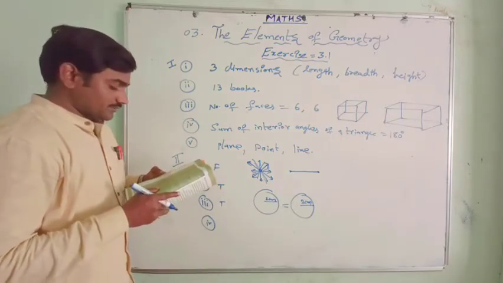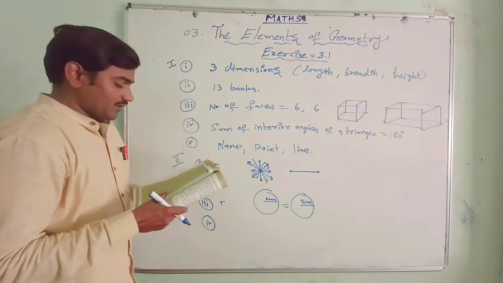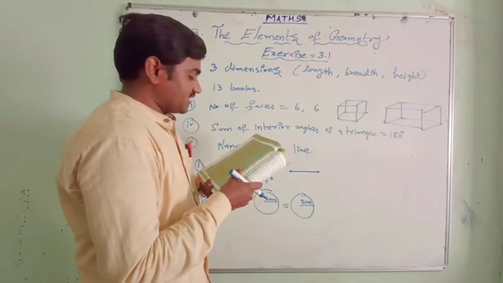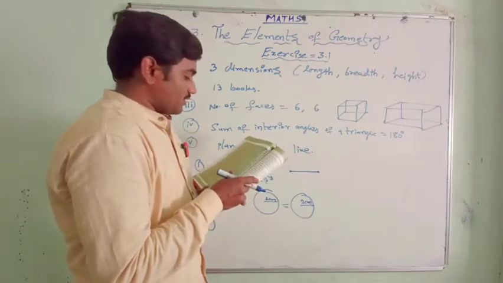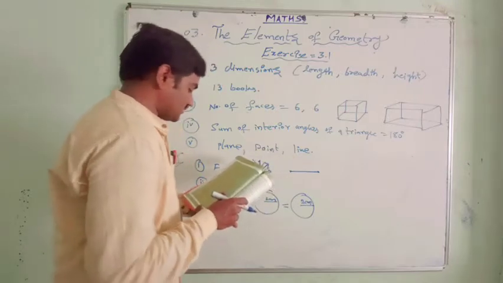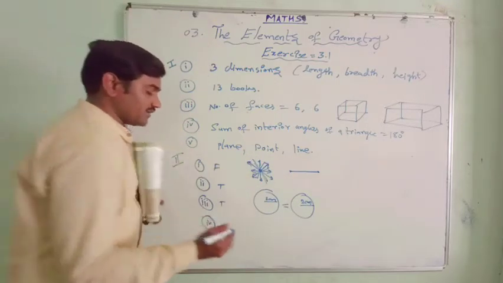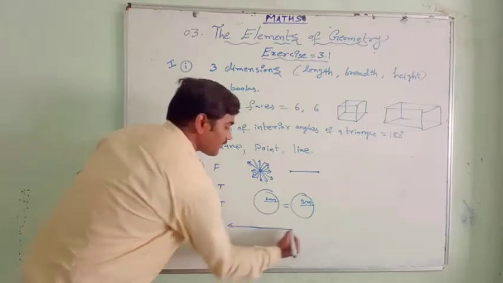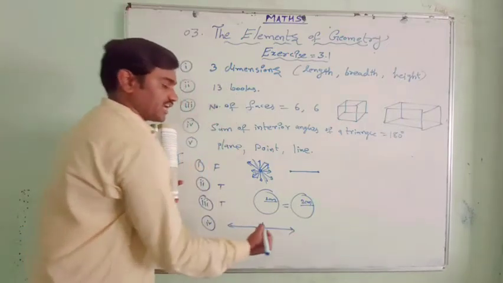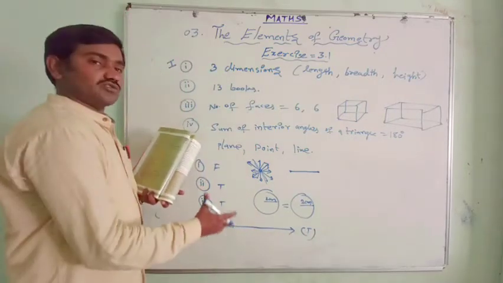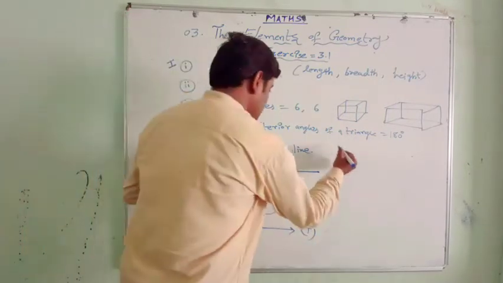Then here they have given a finite line can be extended on both sides infinitely to get a straight line. Yes, a finite line can be extended. Suppose it is a finite line, and it is extended on both sides to make a straight line. Yes, it is also a true statement. This also we have learned in Euclid's postulates.